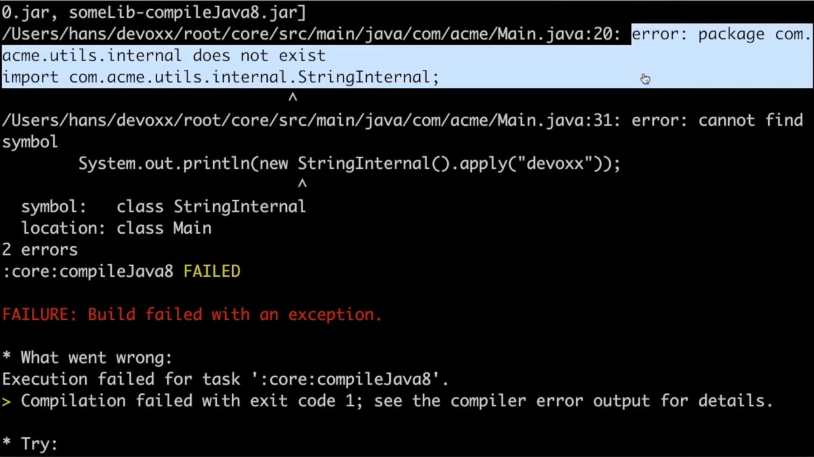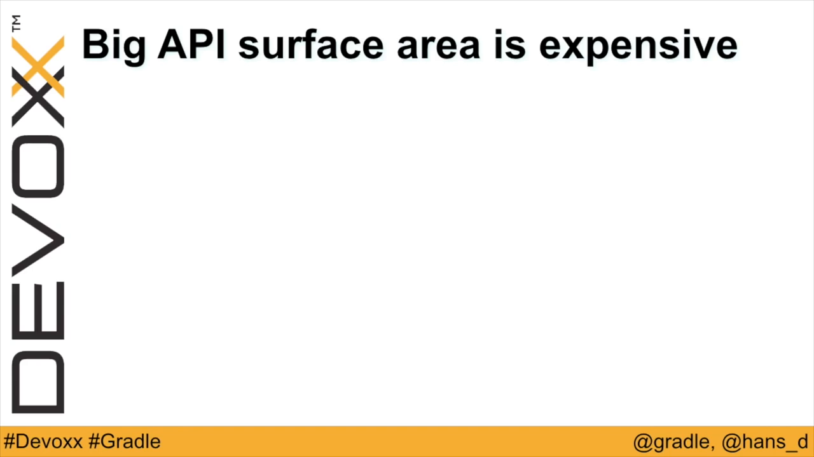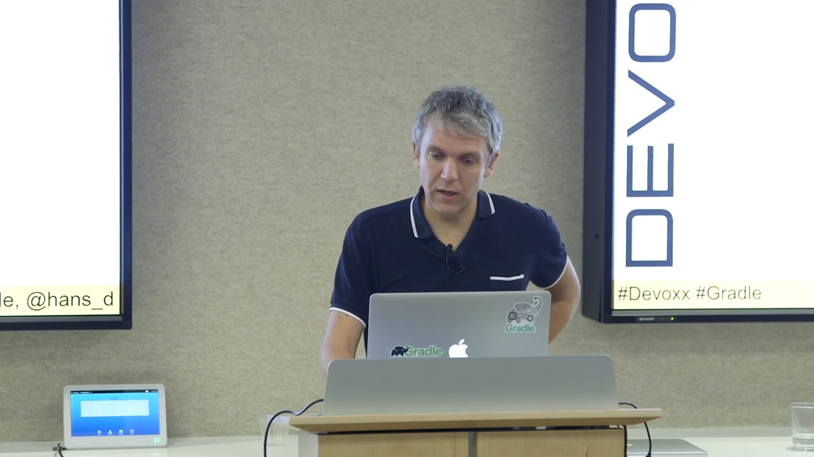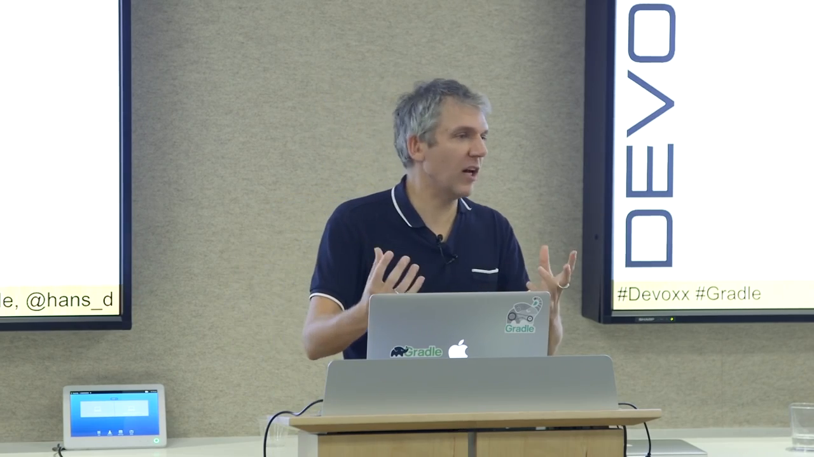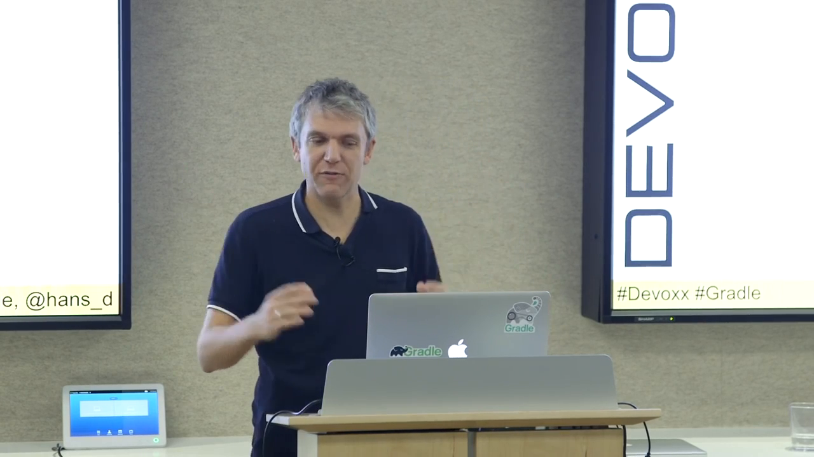So you now have the possibility with Gradle, at the moment experimental, you have to use that Spike plugin, but soon it will be in core, to enforce your APIs. And I think it's so important. Big API surface areas are expensive. And the larger the surface area of an API, the more expensive the API is. And that is true whether you provide an API to other teams in your organization or to the world, it doesn't change the fact.